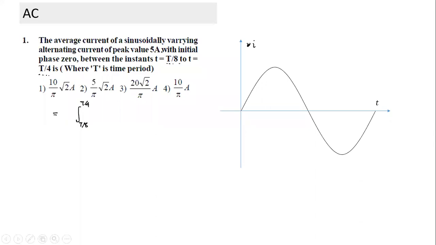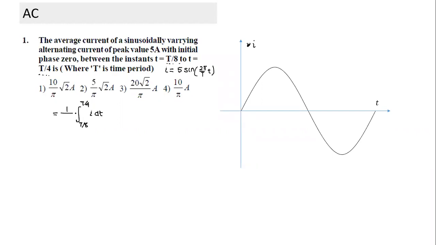And what will the current value be equal to? If I have to write the current here, the peak value is 5 sine of omega t, and in place of omega, I can write this term. The phase constant is 0, since the initial phase is 0. This is the value of I. So here also, to find the average, I write the value of I dt.